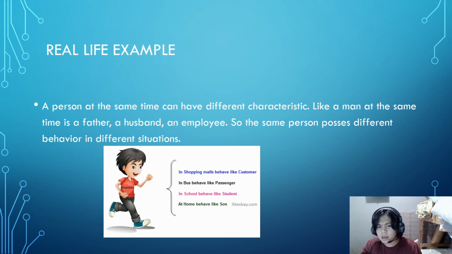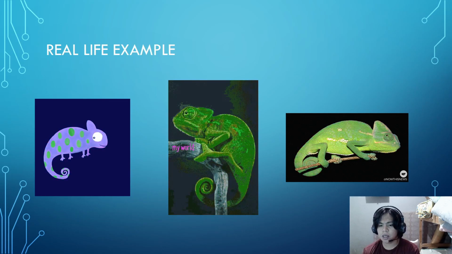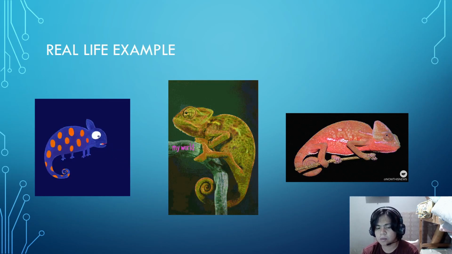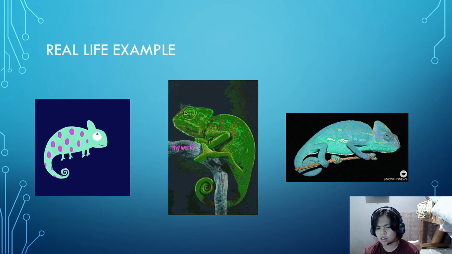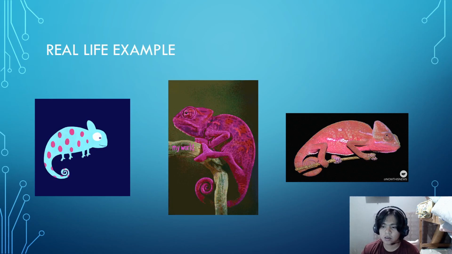Now, my second real life example would be a chameleon, because just like polymorphism, a chameleon also has different forms. It changes color depending on its surroundings to avoid natural predators.